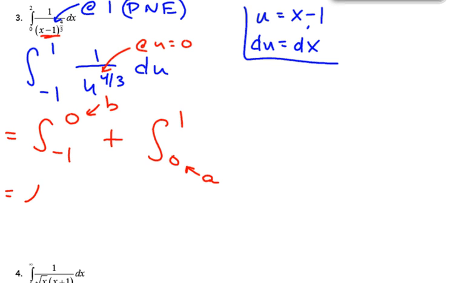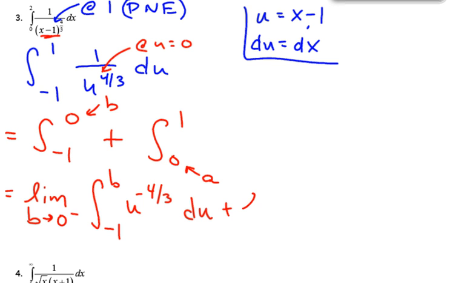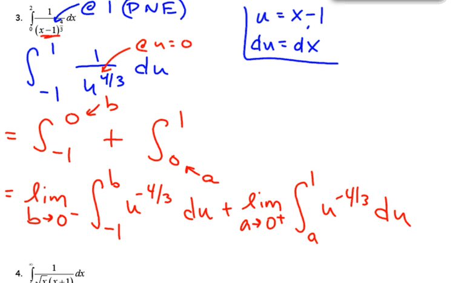So how I'm going to write that is the limit as b approaches 0. Now, since that's my upper limit, I'm going to be approaching that 0 from the left side of my integral from negative 1 to b, and I'm going to rewrite that as u to the negative 4/3 du, plus, in my second integral, I would have the limit as a approaches 0. That would be my lower limit, so I'm going to approach 0 from the right of the integral from a to 1 of u to the negative 4/3 du.